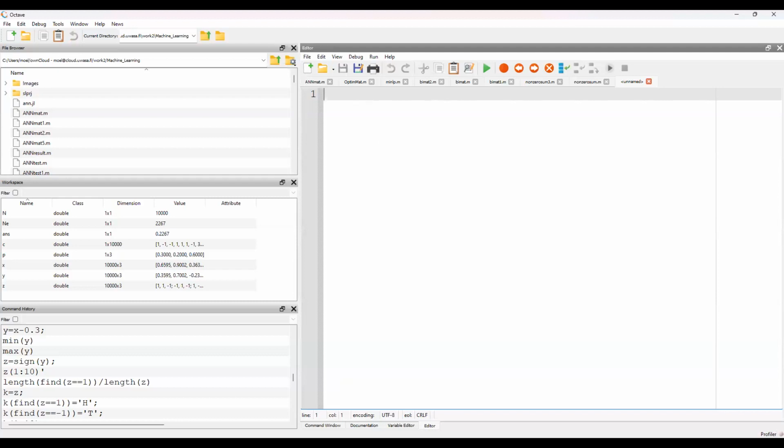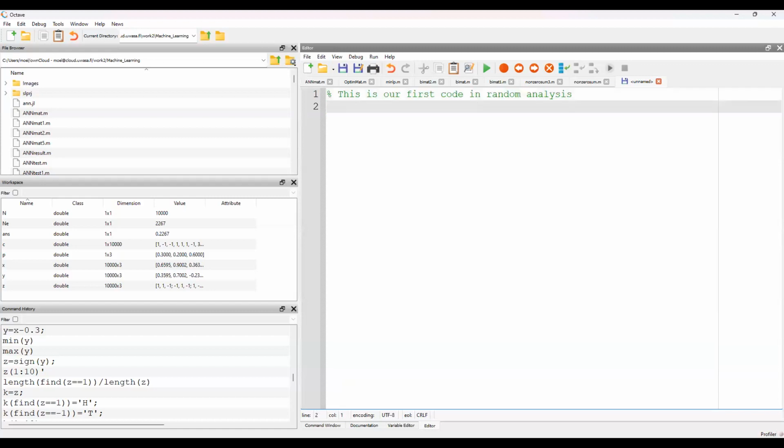So for example, anything you put with the percentage sign is just a comment, so it will not be executed. So this is our first code in random analysis, for example, okay? And now I start with clear all. So I clean everything there.